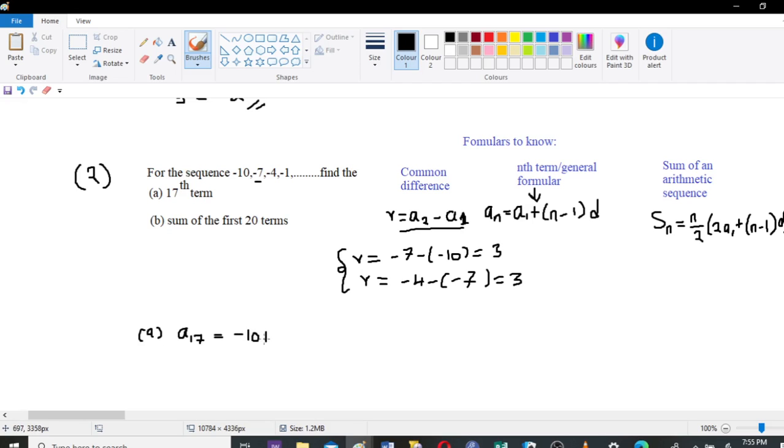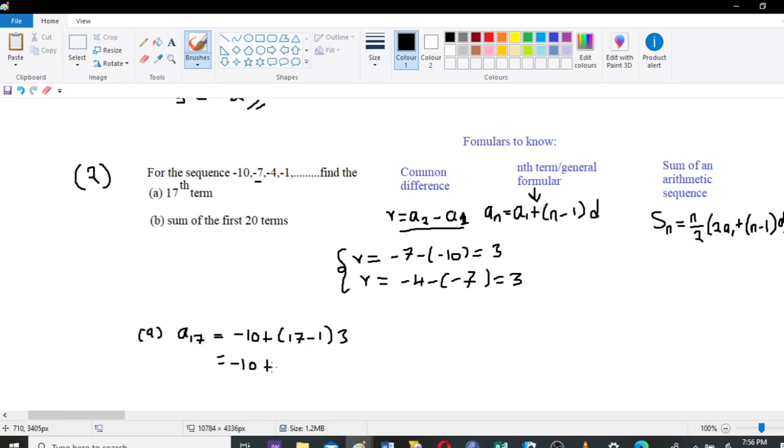Now plus, you open your bracket. Now your n is still 17 again. So n here is still the same. Minus 1. Our common difference is 3, right? So we still use the same thing there. We have A17, that is the 17th term. So we still have negative 10 here, right?